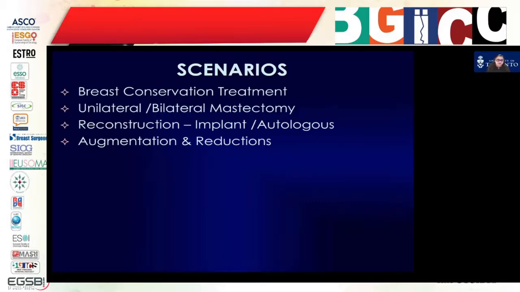So there are so many options. And then women may also have augmentation or reduction of the contralateral breast for the sake of symmetry and making the breast look equal and symmetrical. So there are a whole number of things that a woman can choose, and she can be offered for the management of breast cancer.